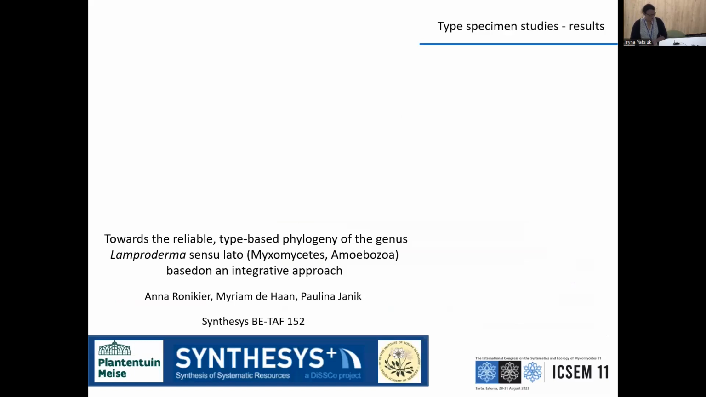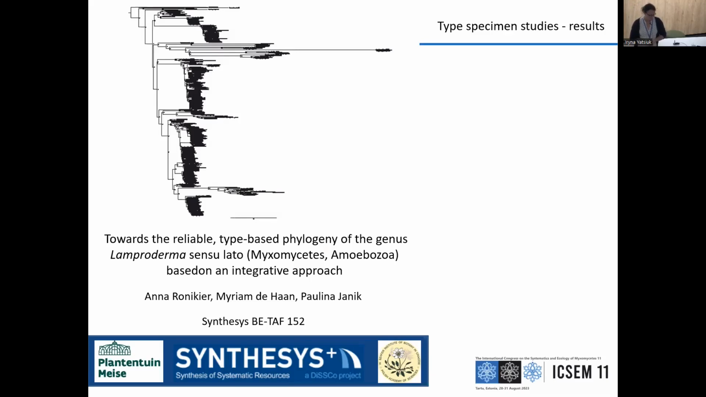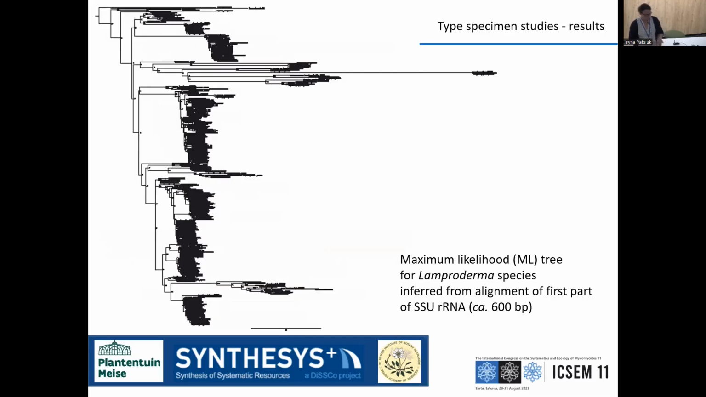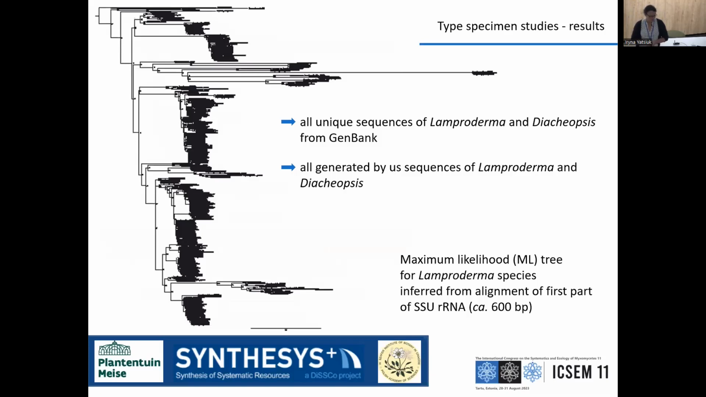And in another study we are doing together with Miriam Dehaan, which we started several years ago, we would like to build a reliable type-based phylogeny of the genus Lamproderma. And here you can see the first results. This is the phylogeny based on the barcode marker. And here we used only sequences of Lamproderma and Diacheopsis taken from GenBank, all unique sequences, also all generated by us, and sequences of type specimens of Lamproderma and Diacheopsis.